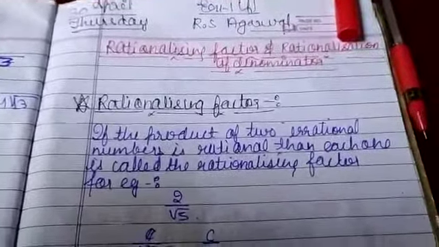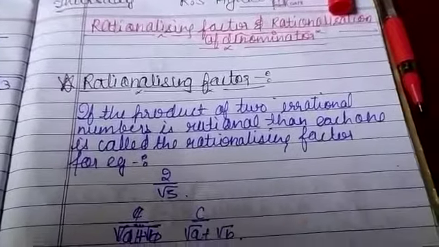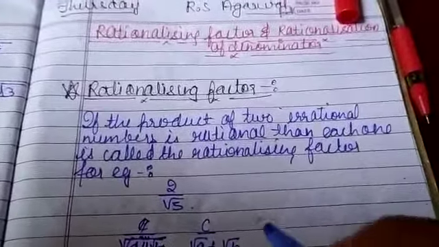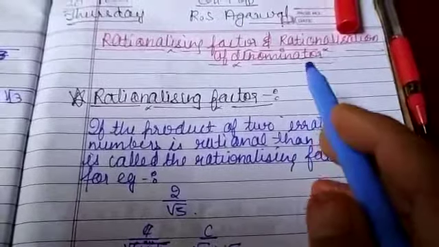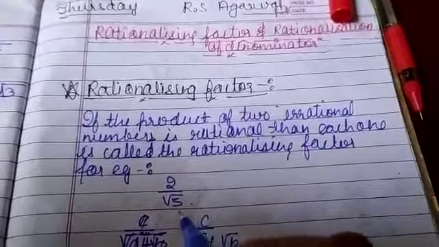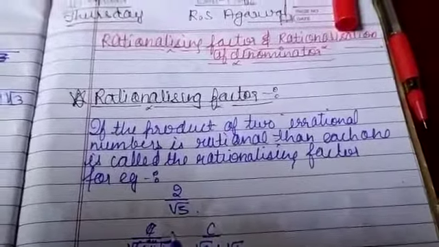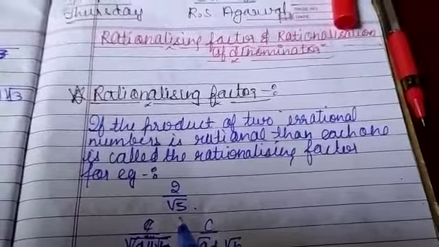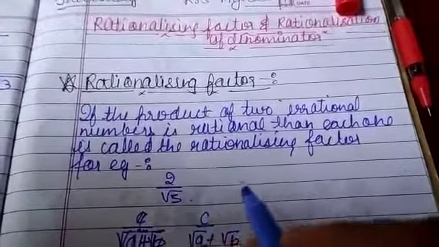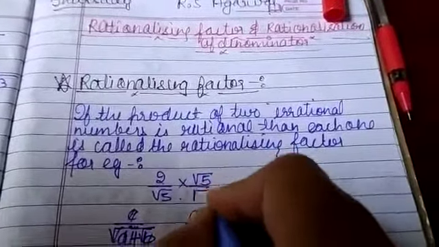Let me explain in my own words what a rationalization factor is. Suppose this term is given to you: 2 upon under root 5. As we are doing the topic rationalization of denominator, we have to rationalize the denominator. We have to remove this under root from here because this is an irrational number and we have to make it rational. So in order to make it rational, what will we do? We will just multiply it by under root 5.